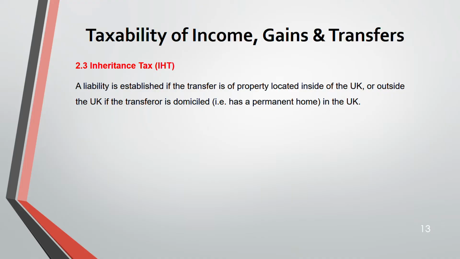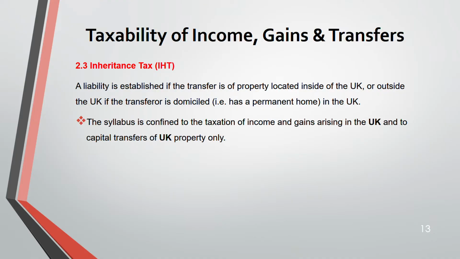So let's say you have a permanent home in UK. So your domicile will be UK. So if the one transferring that asset has a permanent home in UK, he's a UK domicile, and or he's transferring a property inside UK, then charge to IHT. Now, the syllabus is confined to taxation of income and gains arising in UK and to capital transfers of UK property only. Thank God here we don't have the overseas aspect. Overseas issues will not come in tax, but the overseas aspect will come in your ATX, advanced taxation. There we are going to cover this.